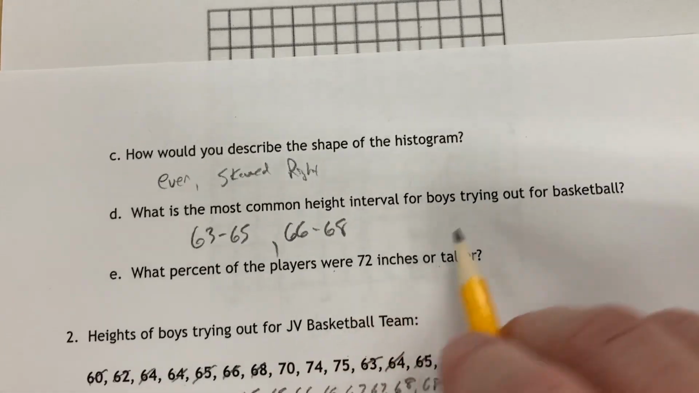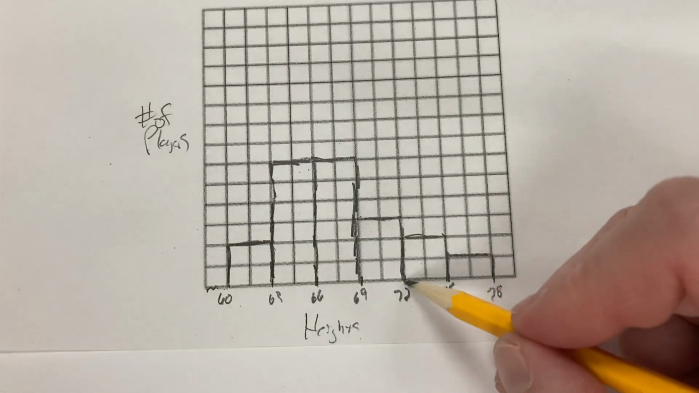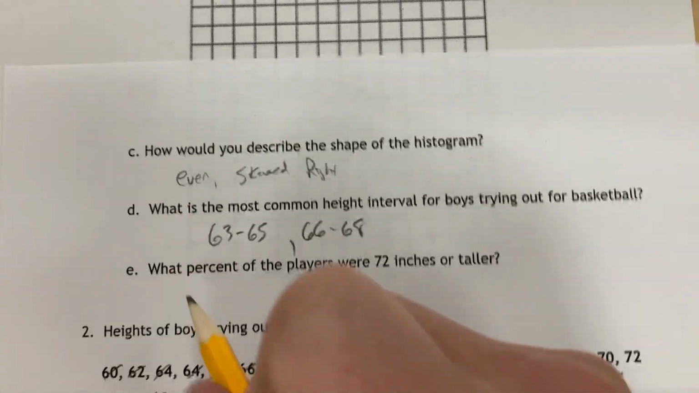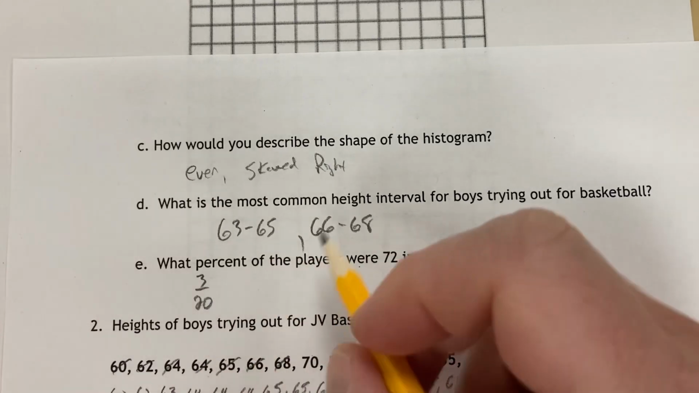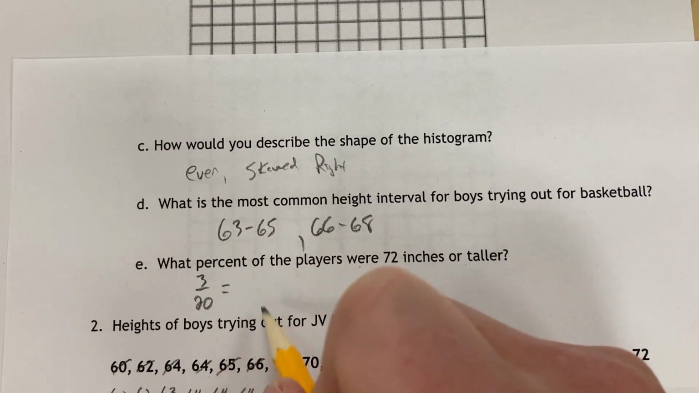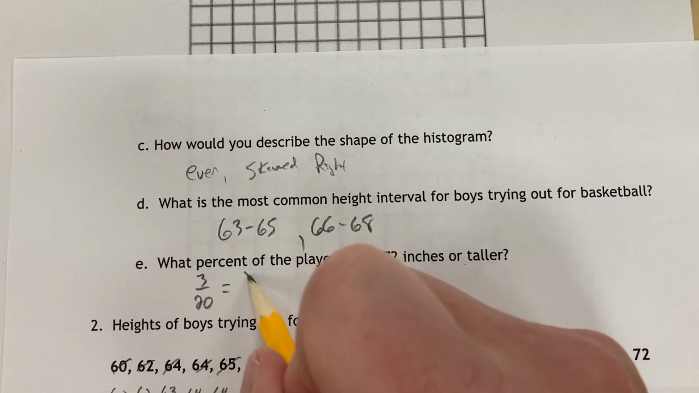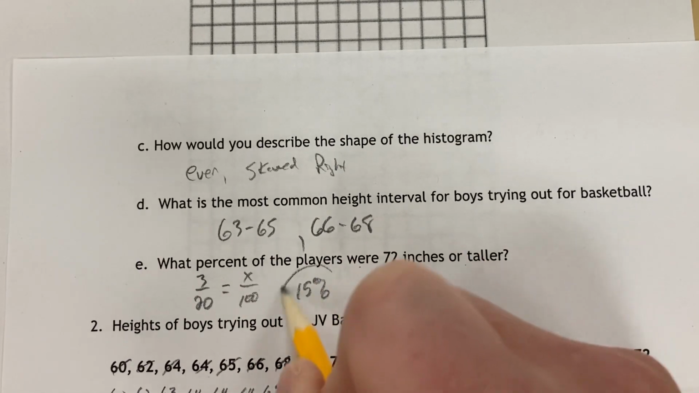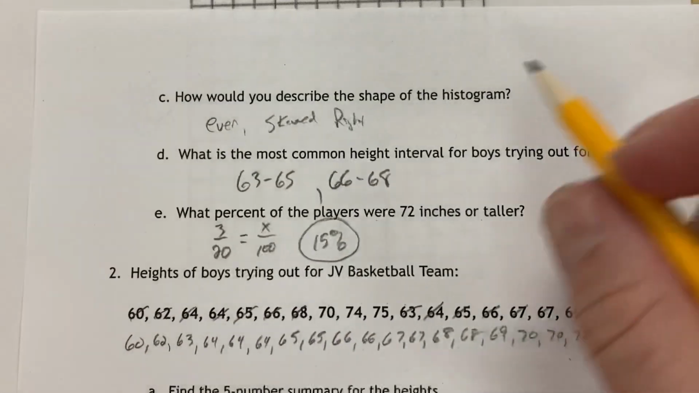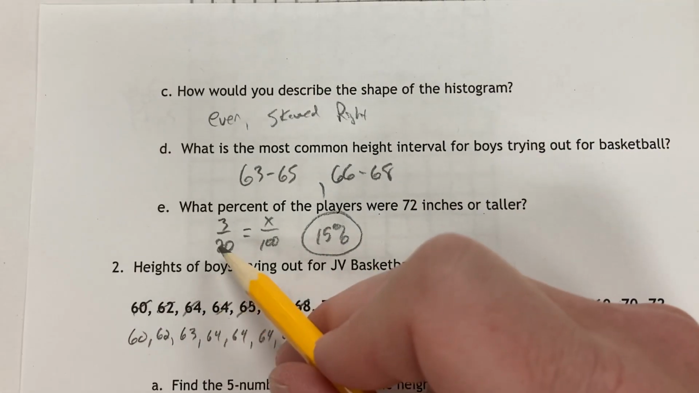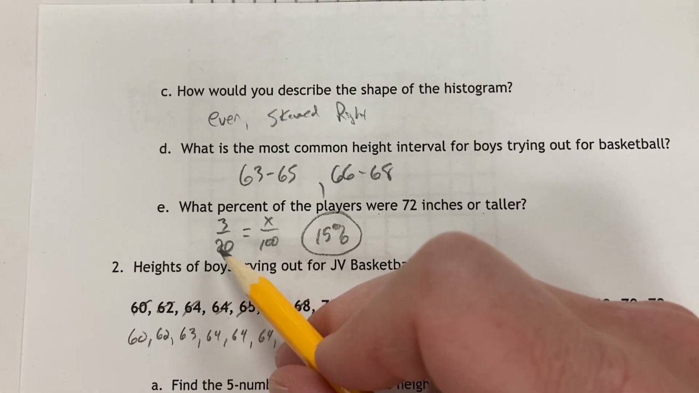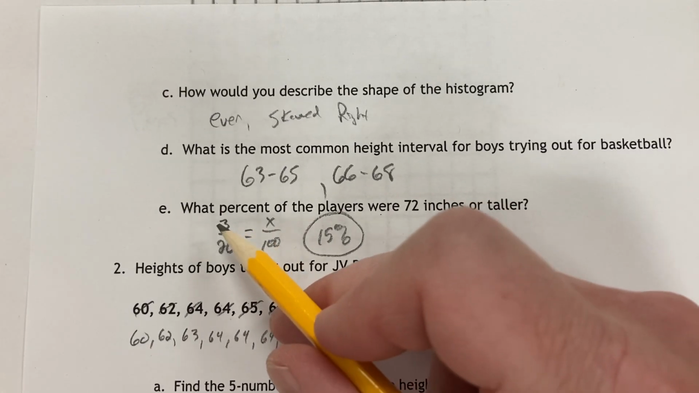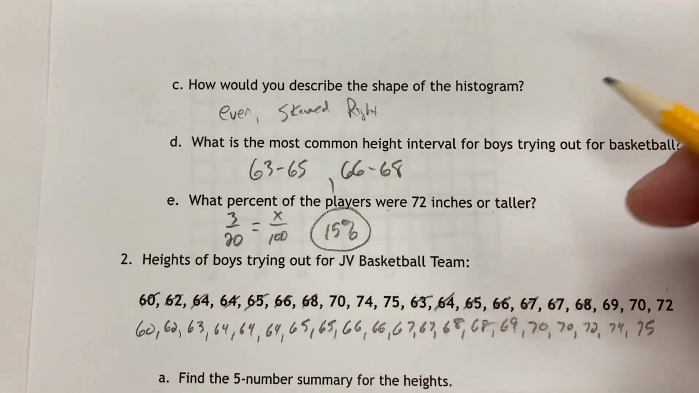What percent were 72 inches or taller? So 72 or taller would have been these categories, 1, 2, 3 of them, right? So 3 out of the 20 was it. And you can either divide that and move your decimal point if you're familiar with that, or you can set it equal to x over 100. Either way, we're going to end up with 15%. Another quick way to do that is 10% of 20 is 2. 5% then would be 1. So 3 is 2 and 1, so that's 10% plus 5%. Another way to do it.